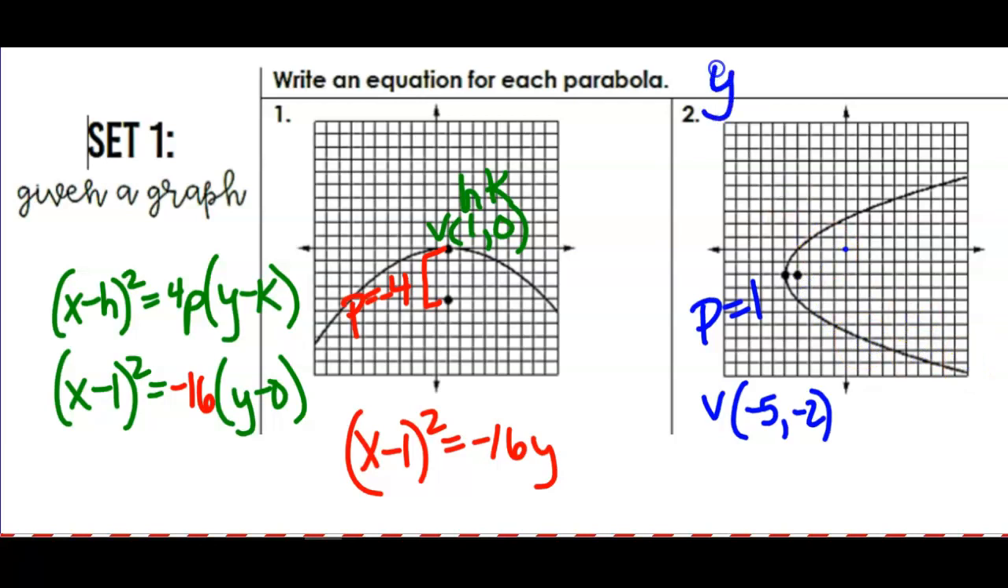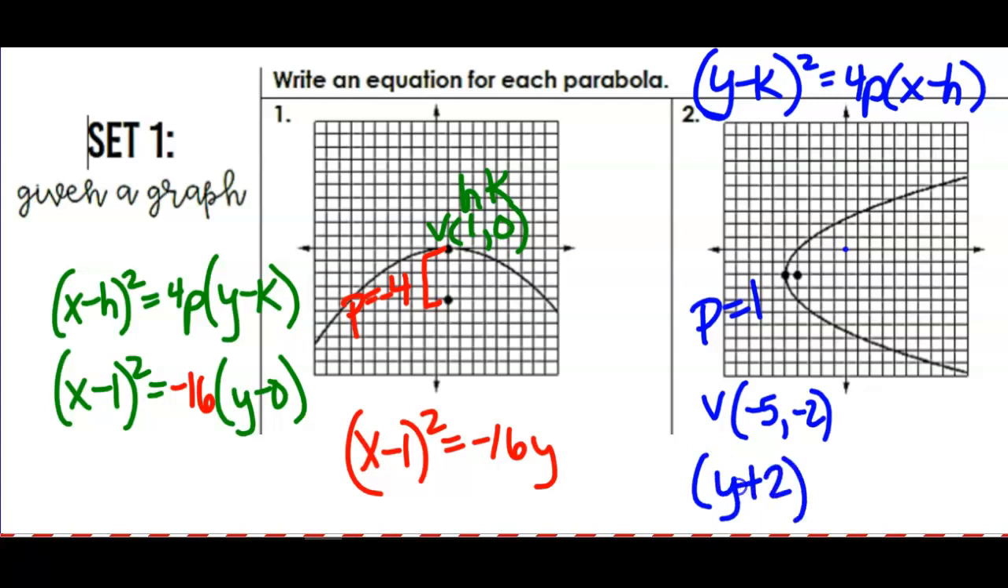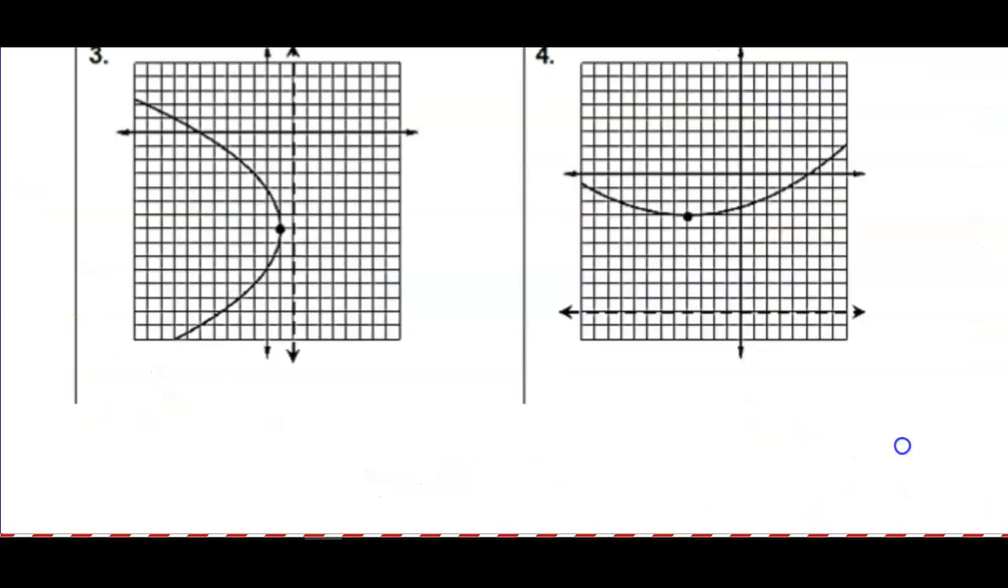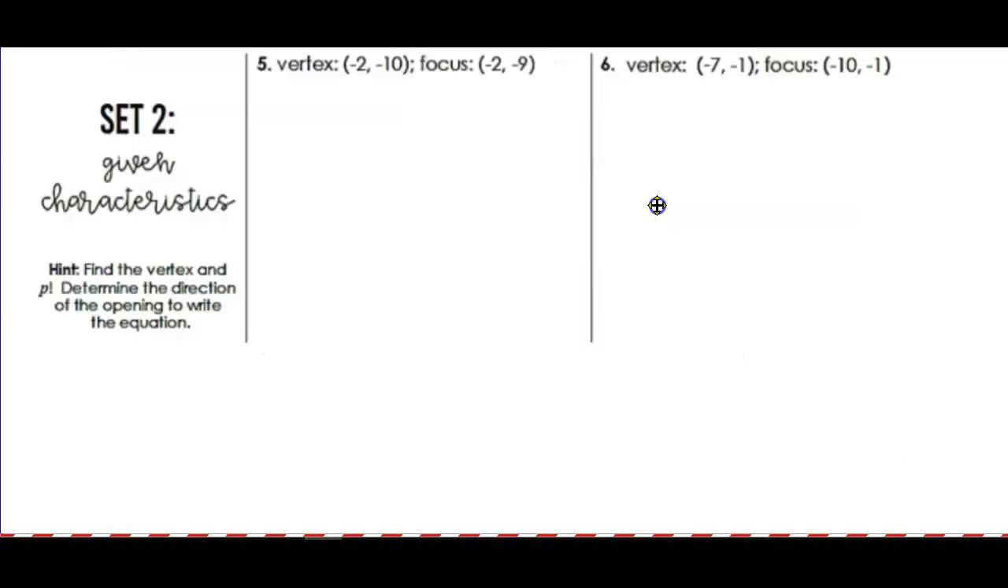So the form when it opens to the right or left is this. And if it's opening to the right, it's positive. So all we have to do is put those numbers in. Y minus -2, because that's k, squared equals 4p, which would just be 4, x minus -5, which will be plus 5. Writing equations from graphs is pretty easy. I think I'm actually going to let you guys try these too, and then I'll put them in the notes.